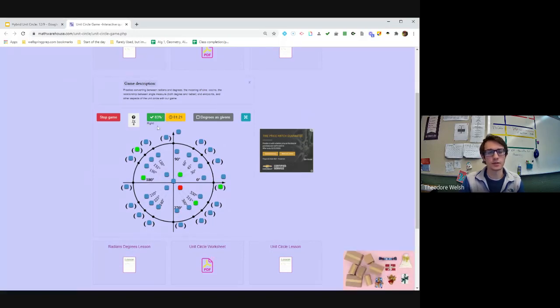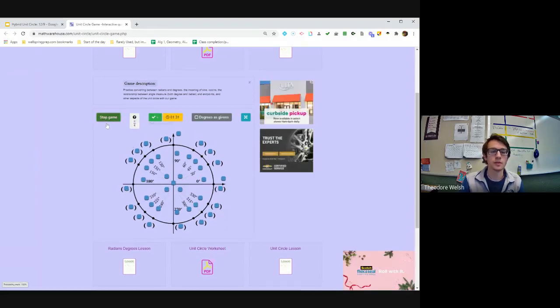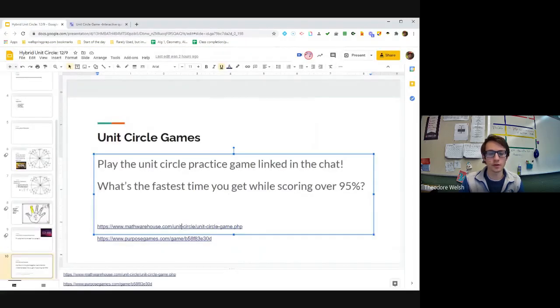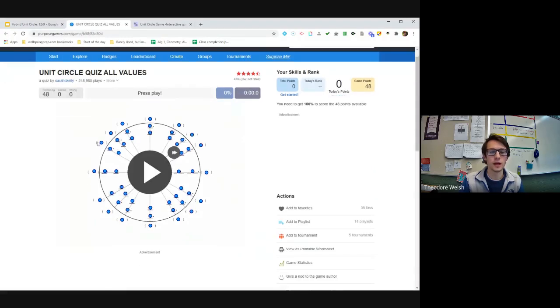Try and get a high score. Above 90% would be cool, and see how fast you can do that. When you finish, you'll have an option to restart and try again if you'd like to, or you can stop it and start over if you want. So that's the first link I posted. I will post another as an example too.